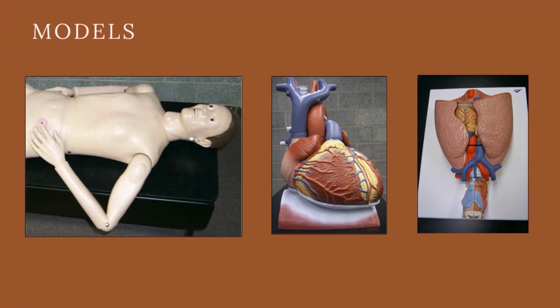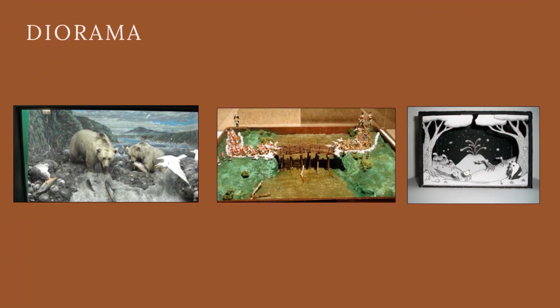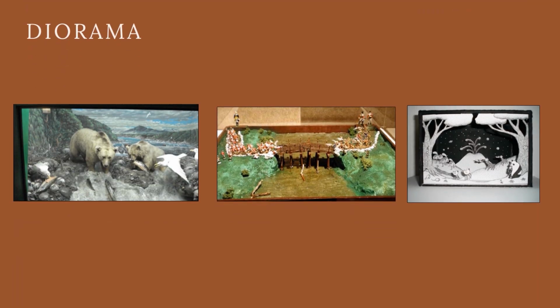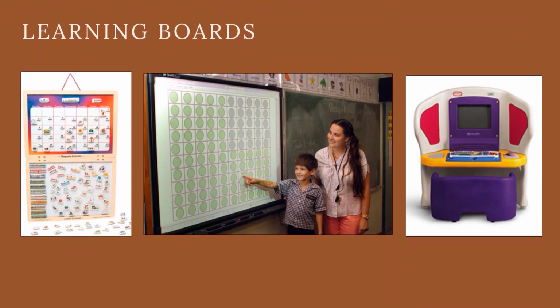And as we can see here, guys, these are some of the models that we could actually use inside the class. And these are some of the examples for diorama, which simply is like 3D presentations of real objects that we could use to simplify the meaning for the student. And here we can see some of the learning boards.